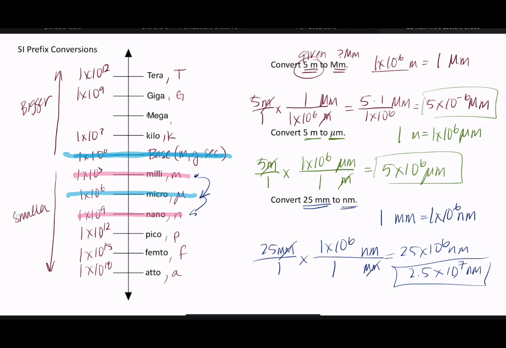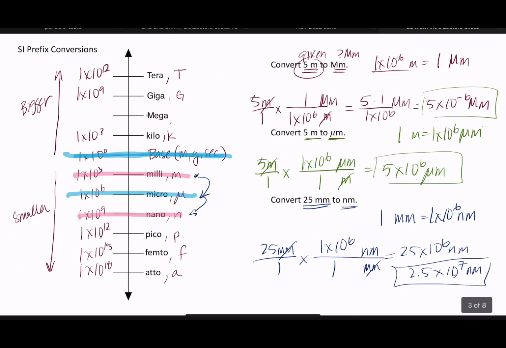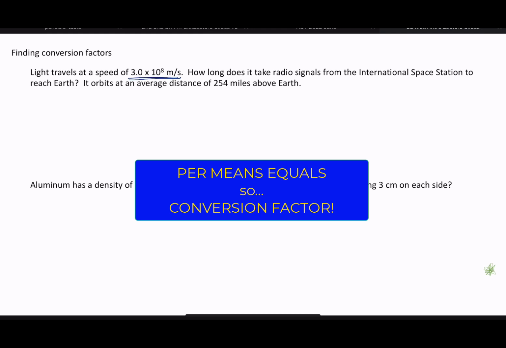All right. Next up, oh no, here we have word problems. In a word problem, it works the same way. So here we looked at this table and pulled out the conversion factors, but we can also read a problem and pull out conversion factors. So let's try. It says that light travels at a speed of 3 times 10 to the 8th meters per second. Every single time you hear the word per, it really means equals. To reiterate, per means equals. So what that means is this is a conversion factor.